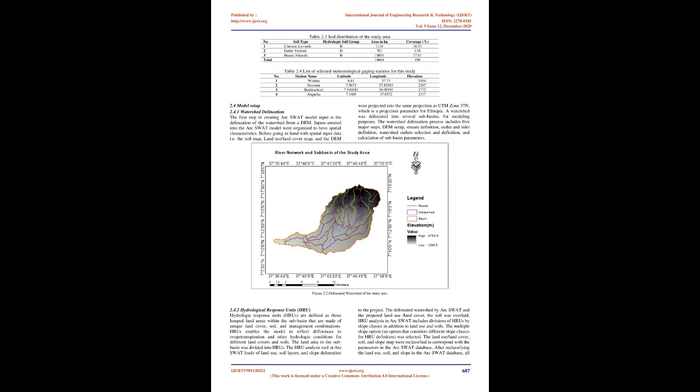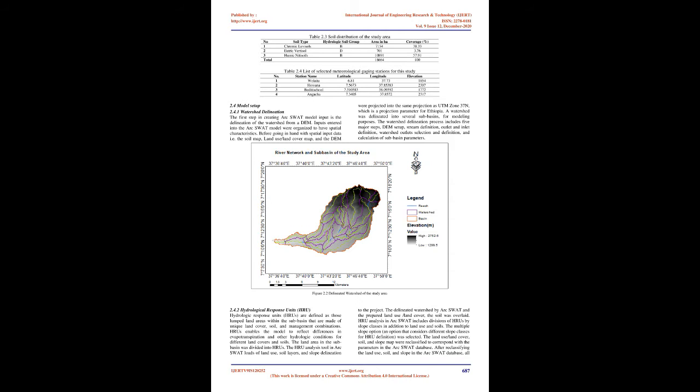2.4 Model Setup. 2.4.1 Watershed Delineation. The first step in creating ArcSWAT model input is the delineation of the watershed from a DEM. Inputs entered into the ArcSWAT model were organized to have spatial characteristics. Before proceeding with spatial input data, the soil map, land use/land cover map, and the DEM were projected into the same projection as UTM Zone 37N, which is a projection parameter for Ethiopia.